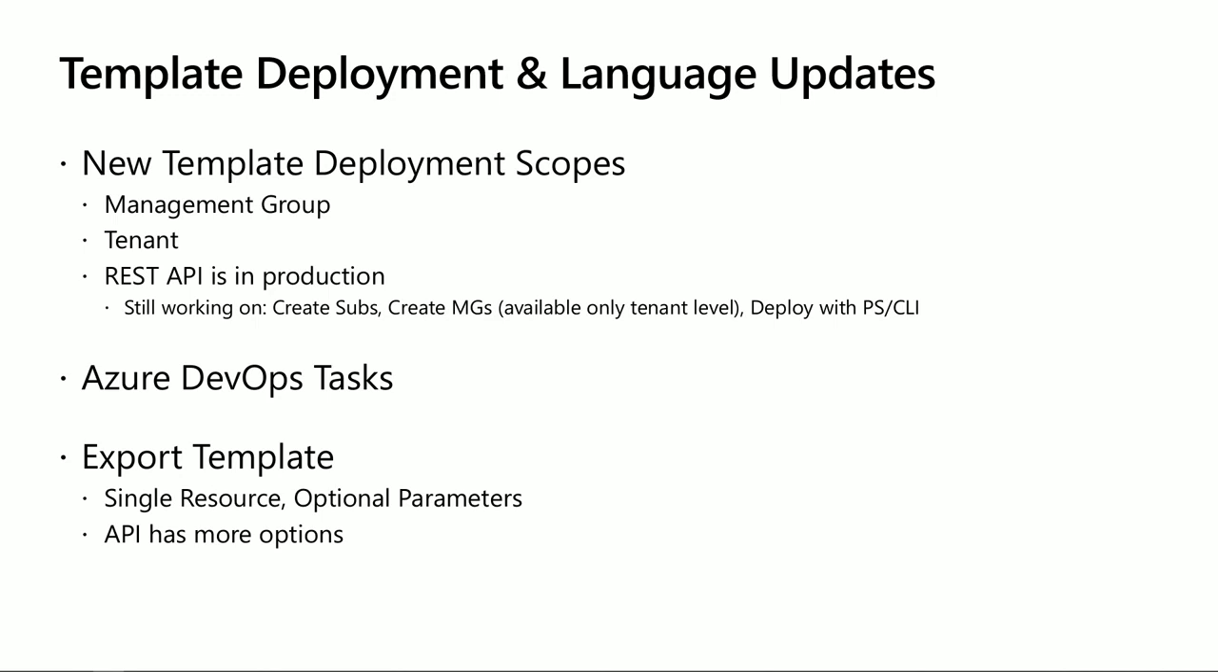And then the last bit, we have new template deployment scopes. So you can deploy a template to management group scope and tenant scope. And that complements the subscription scope and resource group scope that are there today. The REST API is capable of doing that right now. We still have to get PowerShell and CLI support out. That should be out this month. And there are some things, like you can't create a subscription in a tenant level or management group level deployment yet. We still have some commerce work we need to do to light that up.